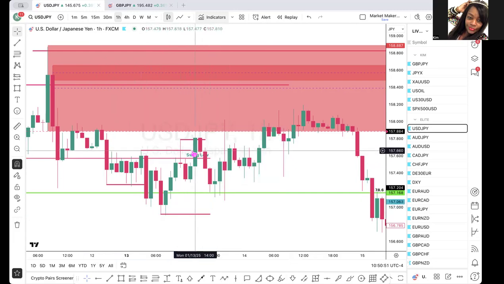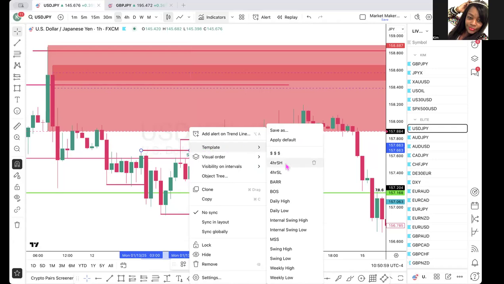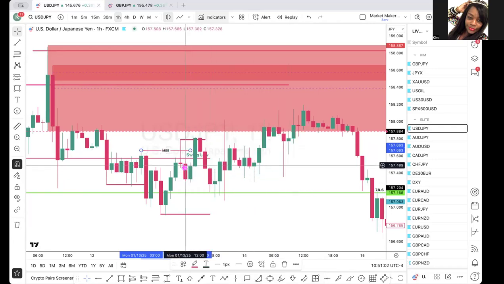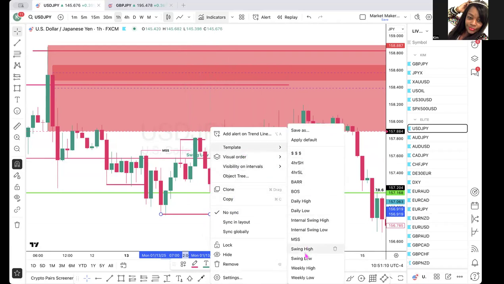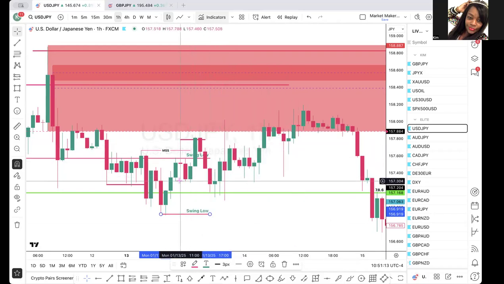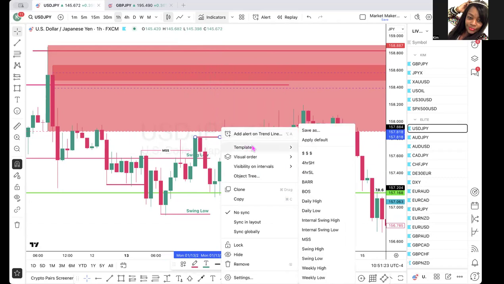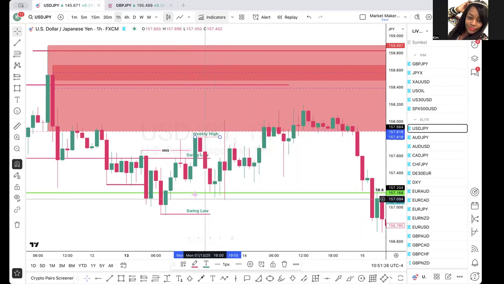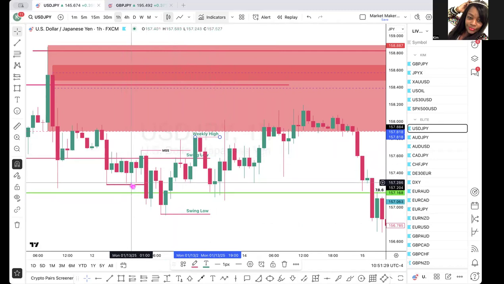So now, once price broke this, this is now my market structure shift. This is now my swing low. And this is now my swing high, or right here. This is now my swing high. Okay. So price broke structure.